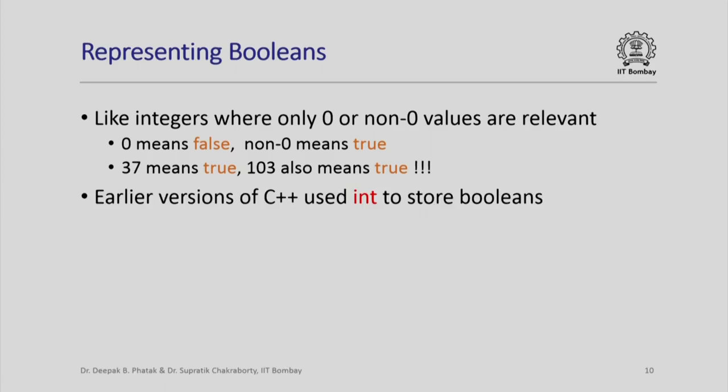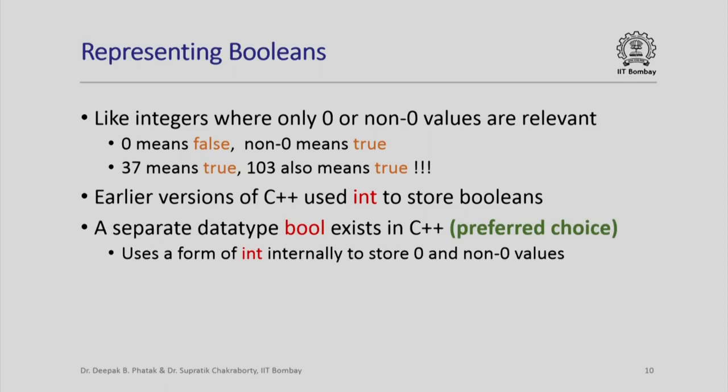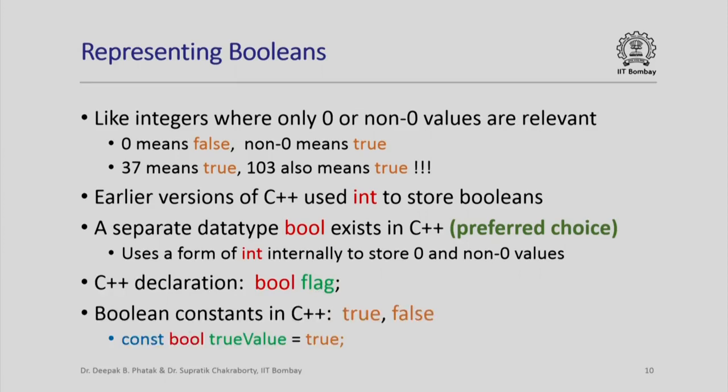Now earlier versions of C++ really used int to store booleans, but modern versions of C++ actually implement a separate data type which is called bool, and really this would be the preferred choice when programming in C++. Internally it uses a form of int to store 0 and non-zero values. How do you declare it in C++? You say bool and then the name of the Boolean variable, in this case the name of the variable is flag. The Boolean constants in C++, there are just two Boolean constants, true and false.